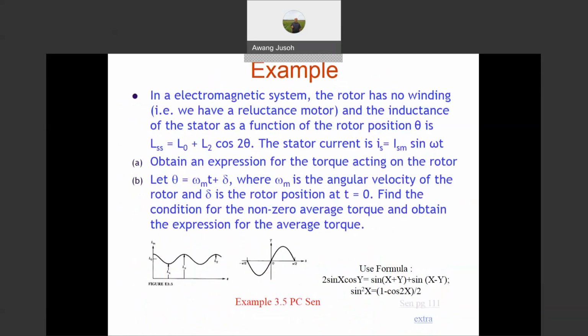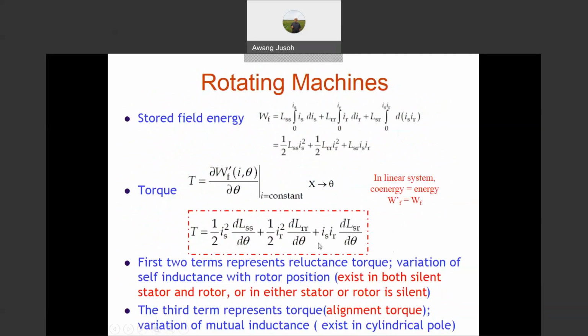This equation is the torque for the general machine. Now it depends on the machine structure. For example, in a salient pole rotor like this one, depending on whether we inject current or not, if we have IS and IR, then we can have all these terms for the torque generation. But if we inject IS only, for example, the second and third terms will be 0. So it depends on the system. This is a general equation for the torque generated in the salient pole machine.